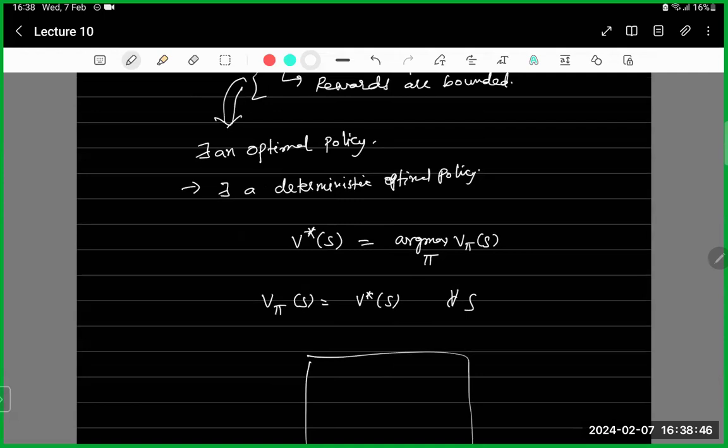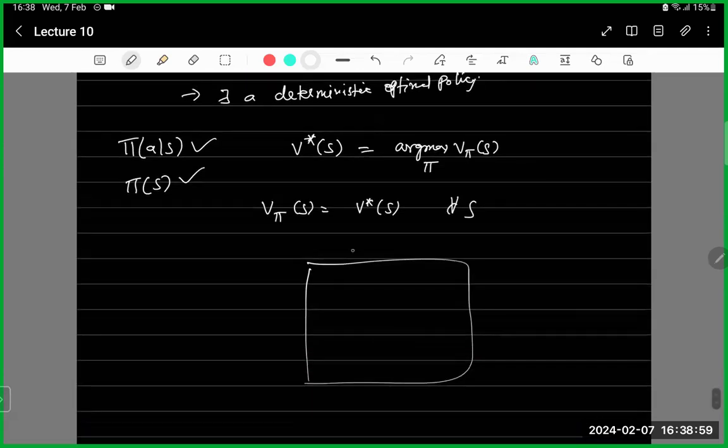Yeah, it's not a policy like this. It's just a policy like this. This is a stochastic policy. This is a deterministic policy. Okay. So let's look at an example. Maybe it will be clearer.